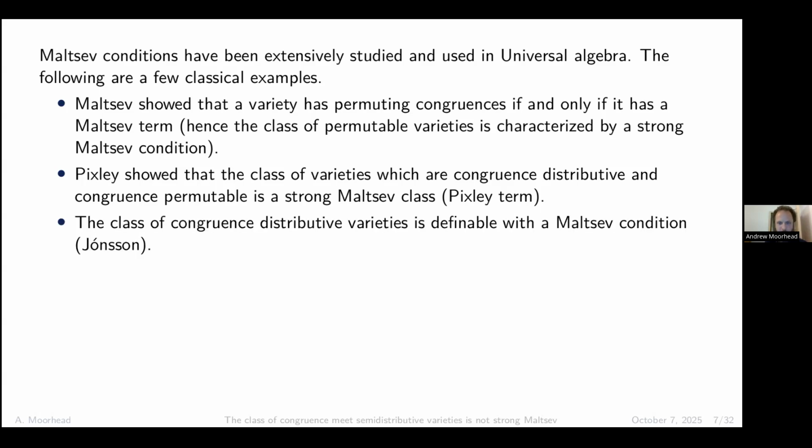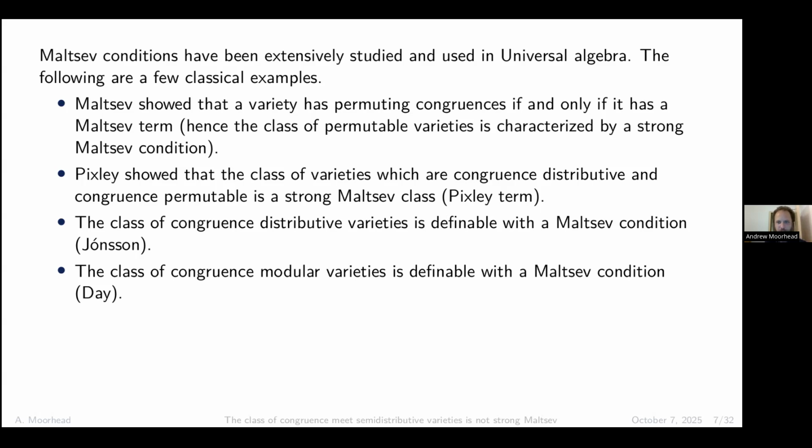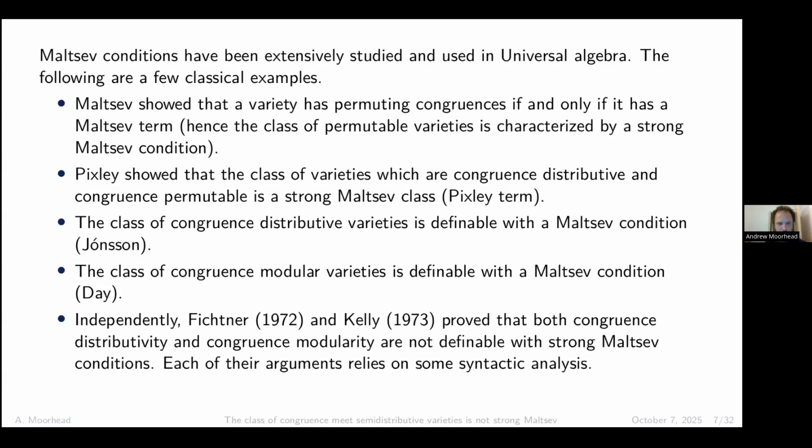The class of distributive varieties, it was discovered by Jónsson, is definable with a Maltsev condition. And the class of modular varieties is definable with a Maltsev condition. And of course, these are famous sequences of terms. We have the Jónsson terms and the Day terms. And now these are proper Maltsev conditions. And it was actually proved that they are not strong Maltsev conditions by Freese and Kelly, who I believe independently proved that both congruence distributivity and congruence modularity are not strong Maltsev classes.